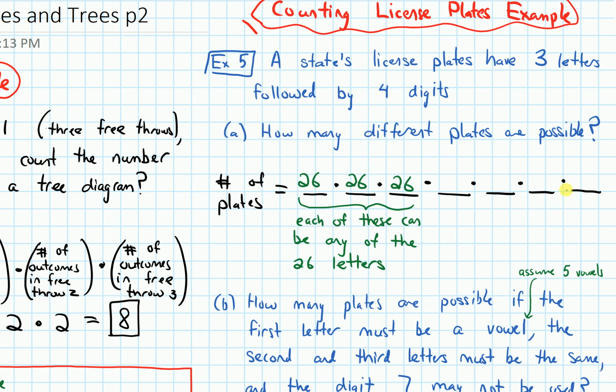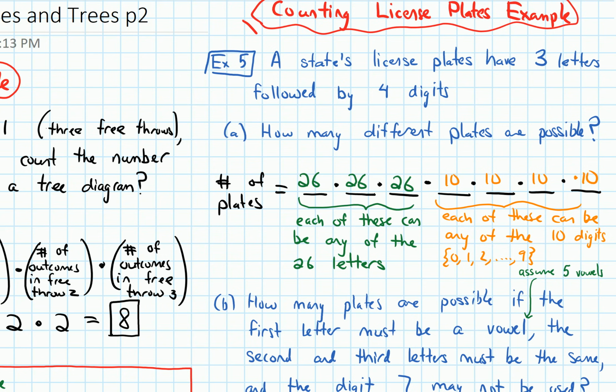Alright, now let's focus on the last 4 spots. Those, the problem tells us, are going to be digits. So each of these can be any of the digits, and there are 10 possible digits, because the digits are 0, 1, 2, and so on, up until 9. Because we're counting 0 as a digit, there are 10 possible digits. So we'd put a 10 here, and a 10 here, and a 10 here, and a 10 here. I'm running out of room here a little bit, so I'm going to scooch this up.